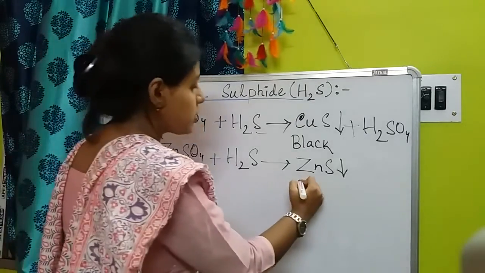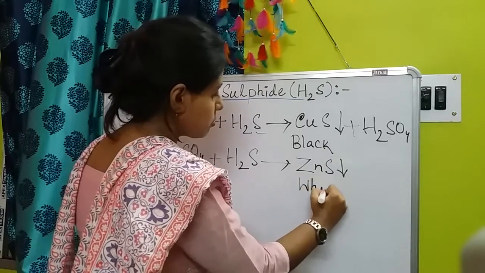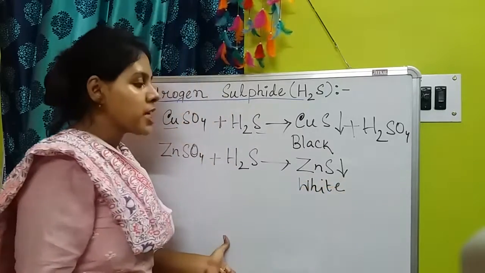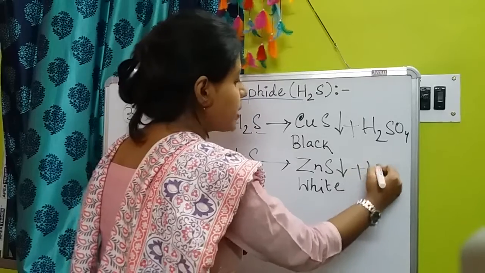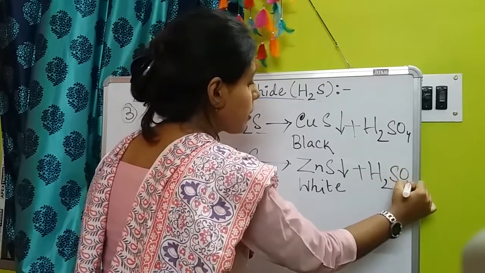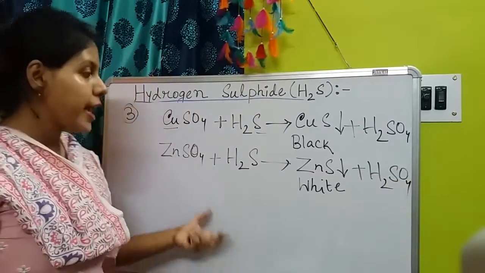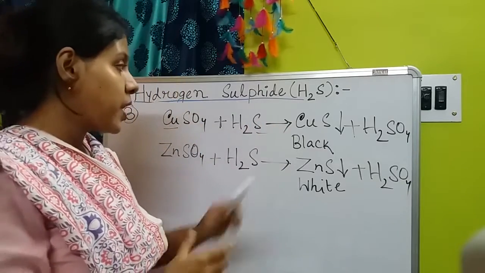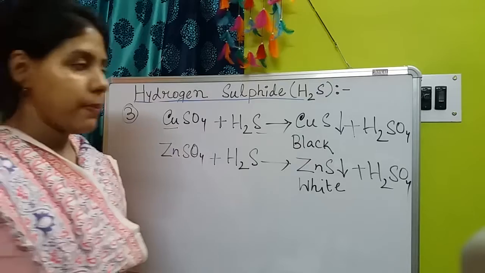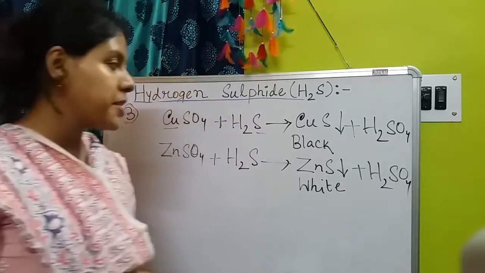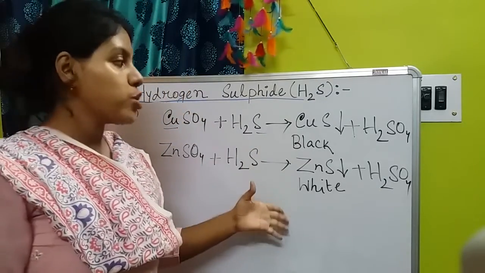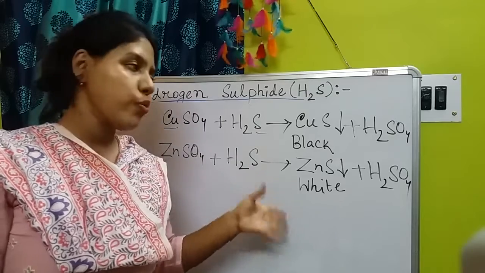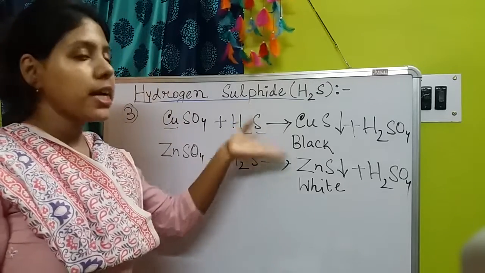So here we will get a white precipitate of zinc sulfide along with the formation of H2SO4. Okay, so by this reaction we could precipitate the metallic sulfides. The metallic sulfides are precipitated, which we could differentiate or identify by their color.